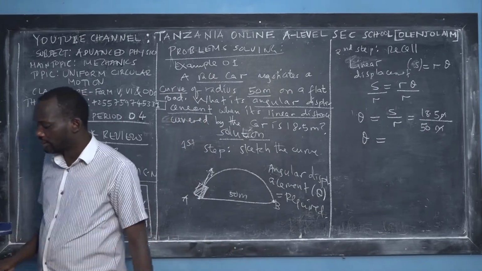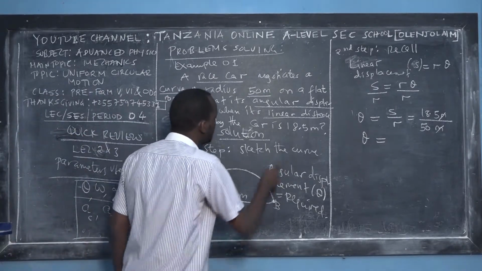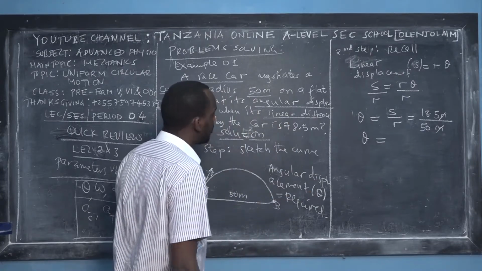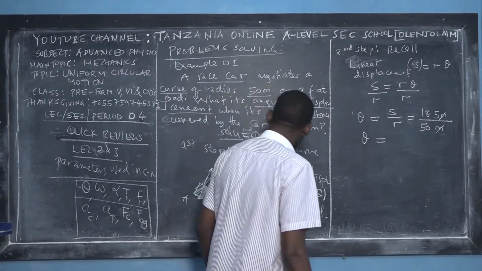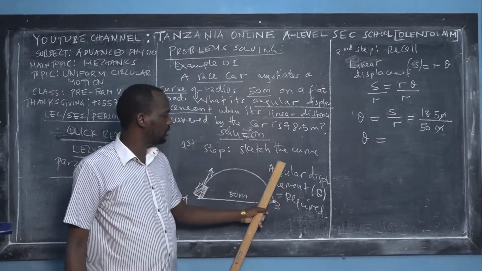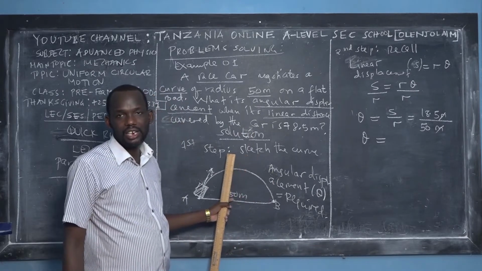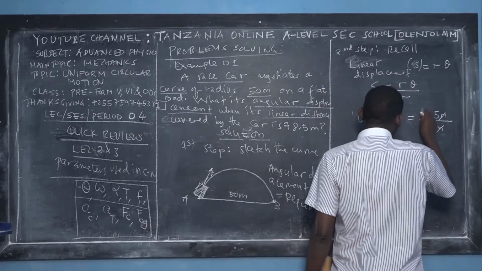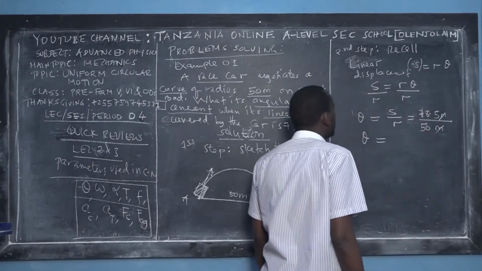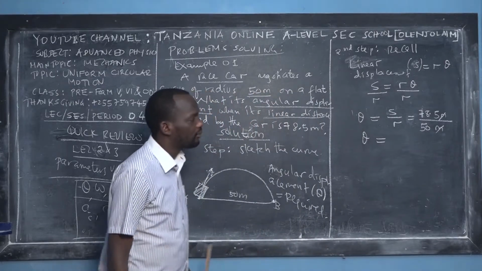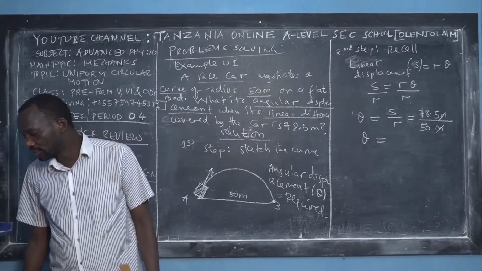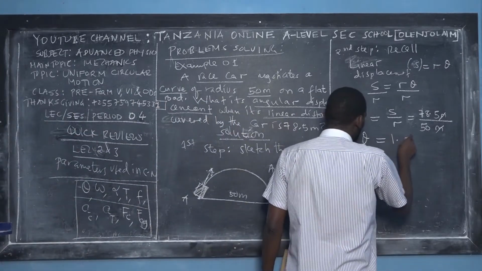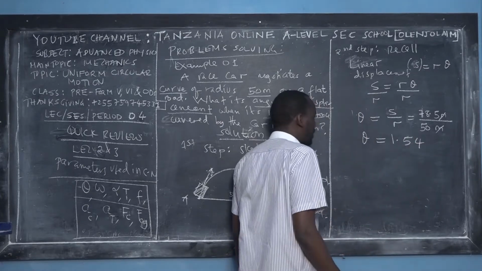If you use your calculator, effectively, this is 78. I was wondering how come the angular displacement, meaning the length of this curve AB, is less than the radius. That's what I was wondering about. But I made a mistake in copying. This is 78.5. So theta is equal to 78.5 over 50. Hopefully it will be 1 point something. So the answer is 1.54. If you use your scientific calculator, the answer is 1.54.